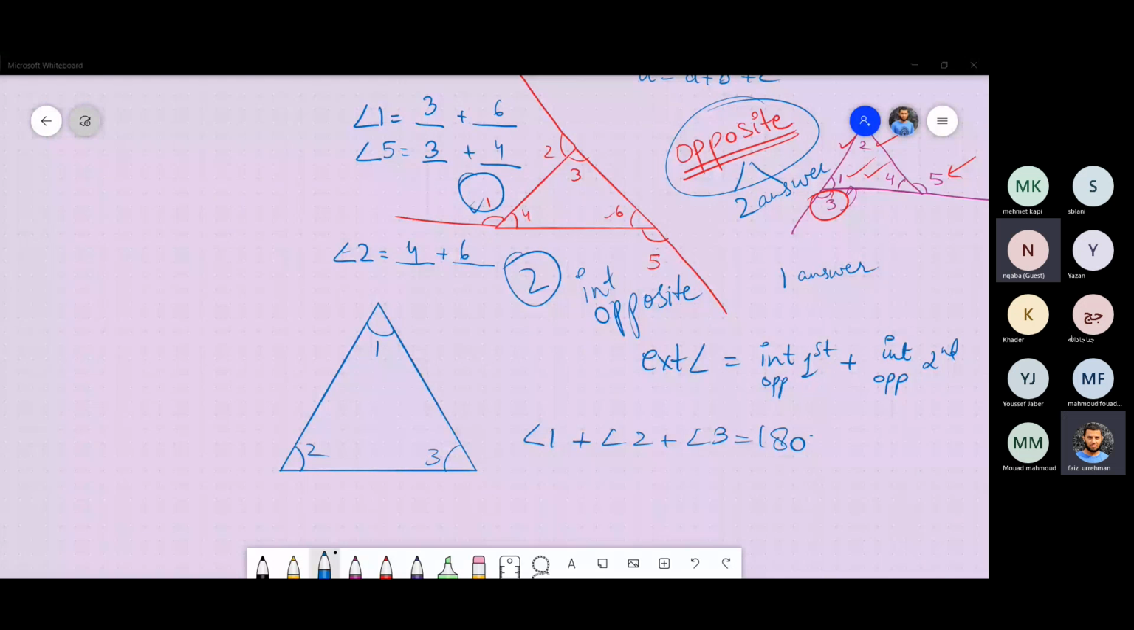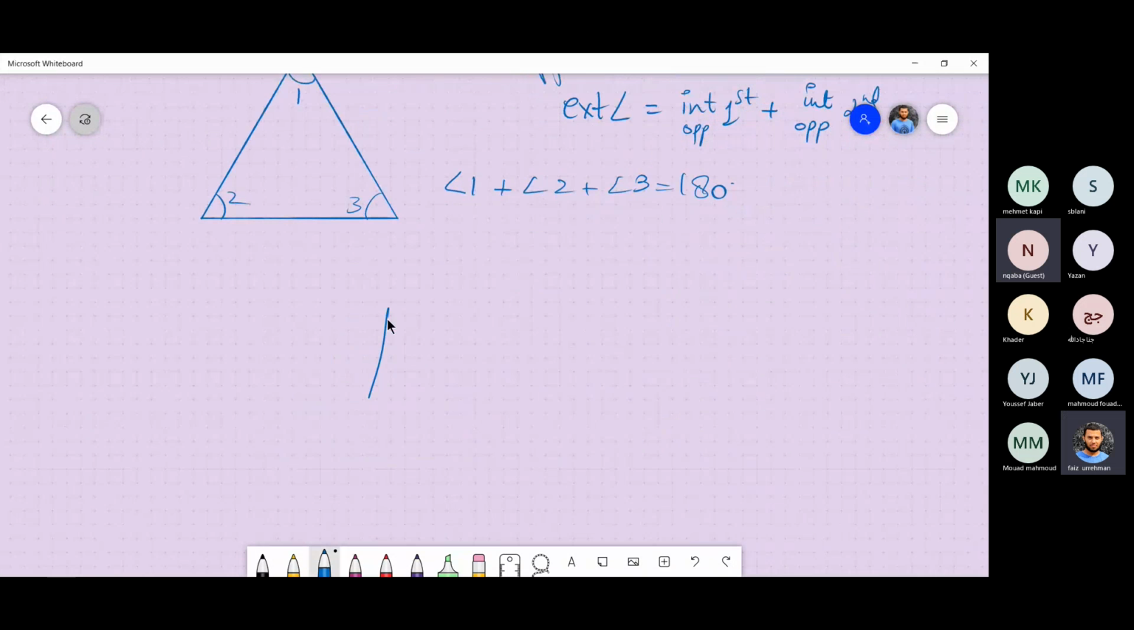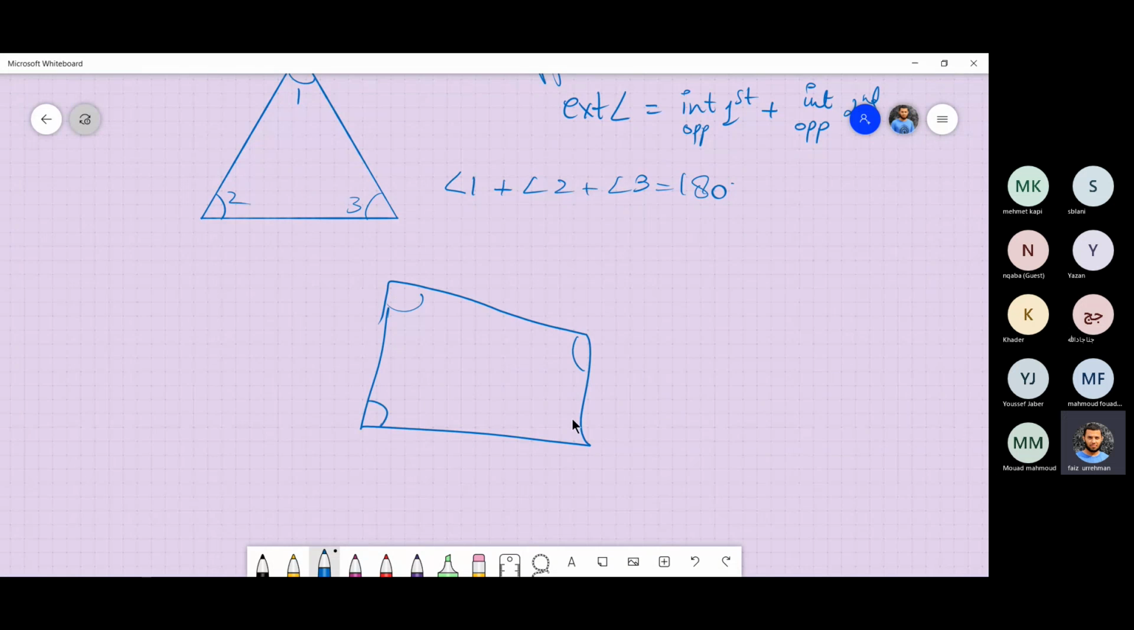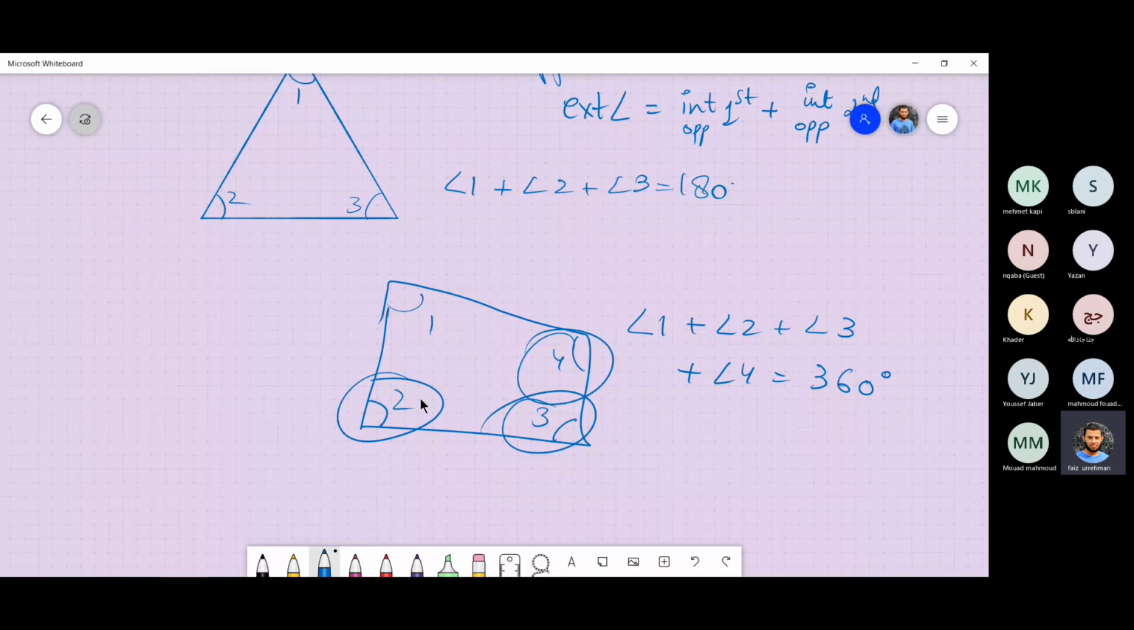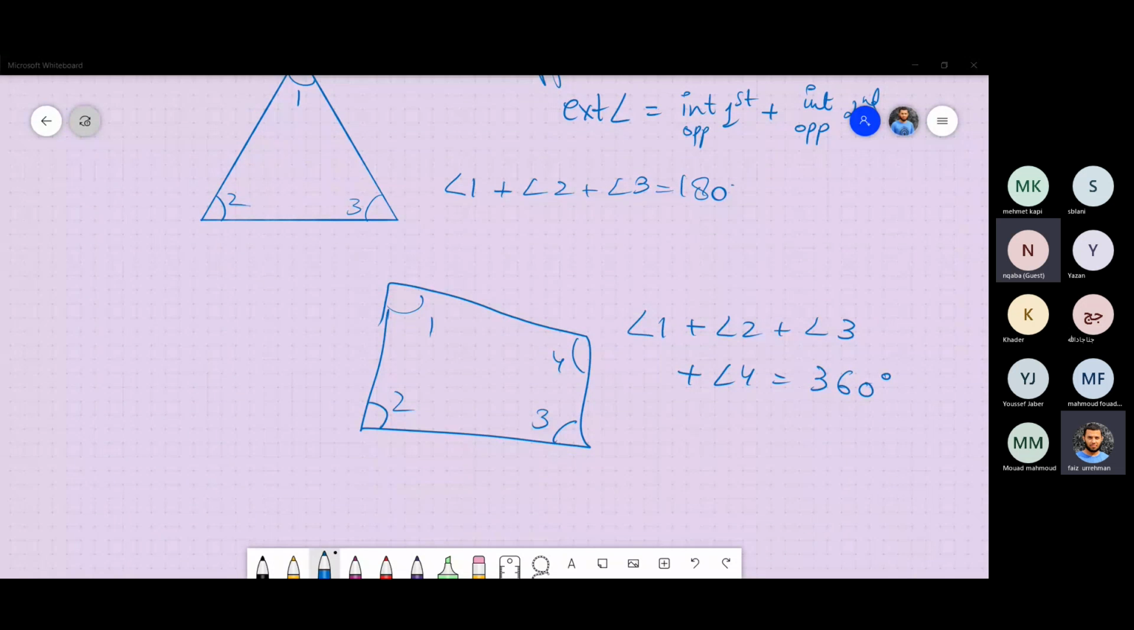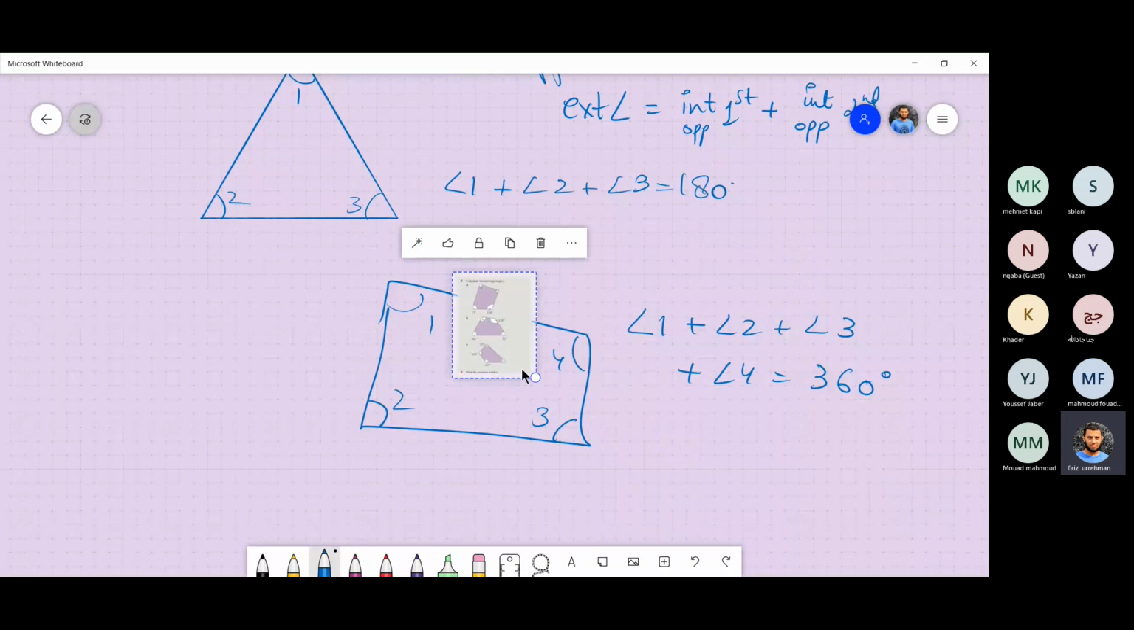What about a four-sided figure, a quadrilateral, for example, with angles 1, 2, 3, 4? If you add all the angles, what should you get? 360. Yes. In a quadrilateral, if you add all the angles, you should get 360. So if I give you three values, can you find the fourth one? Yes, you can. Just their sum should be equal to 360. For example, I will bring some quick questions related to quadrilaterals.